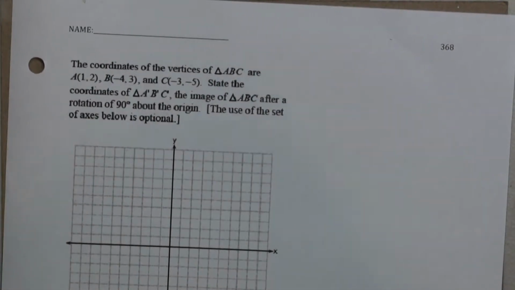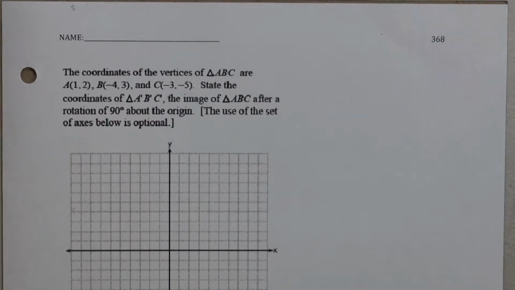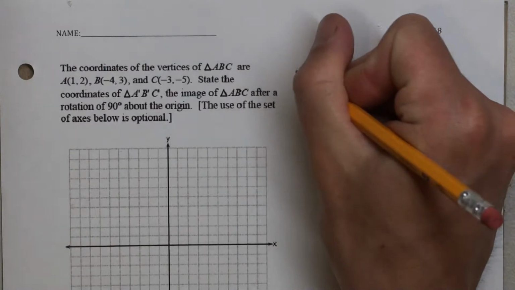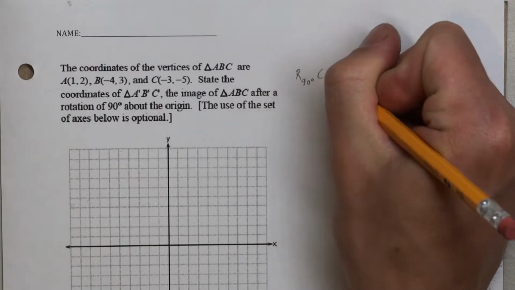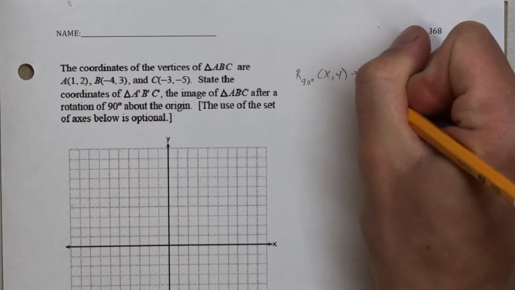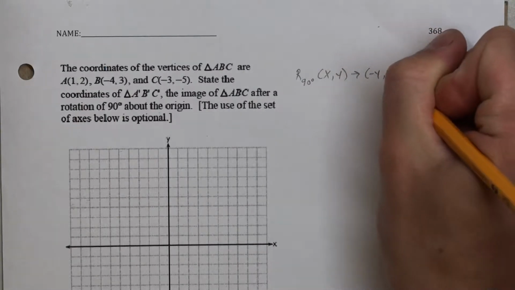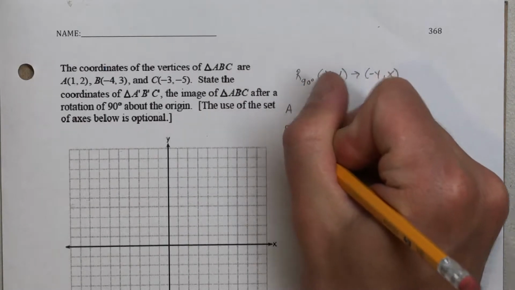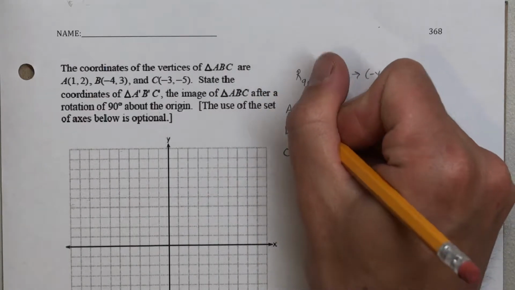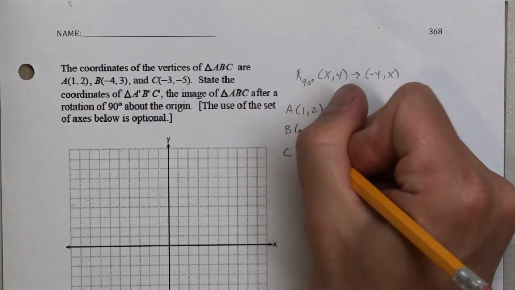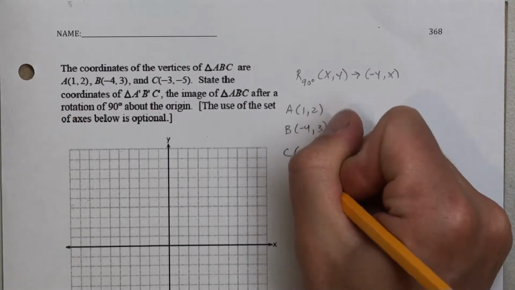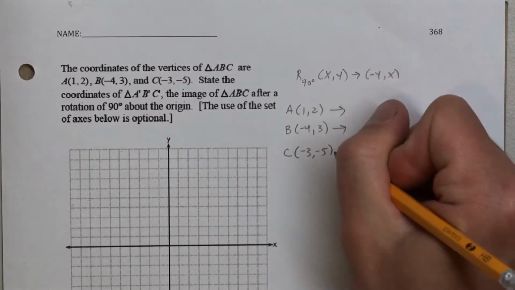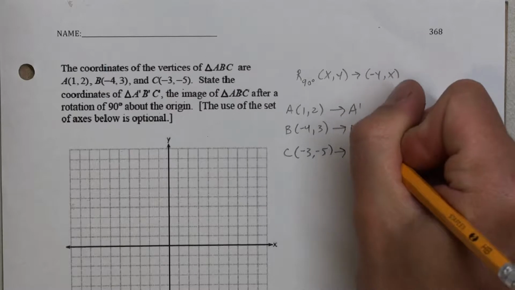Let's see, the coordinates of a triangle are this. State the coordinates of the image after a rotation of 90 degrees about the origin. So this is the same deal. A rotation of 90 degrees takes x, y and turns it into negative y, x. So we have A, B, C. A is 1 comma 2, B is negative 4 comma 3, and C is negative 3 comma negative 5. So they will all change to the image.